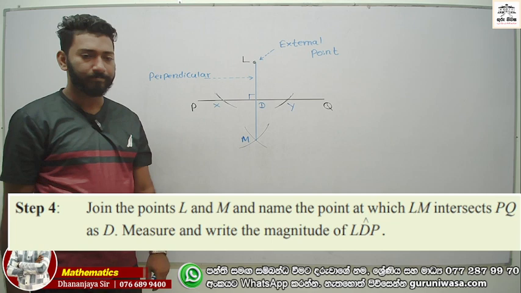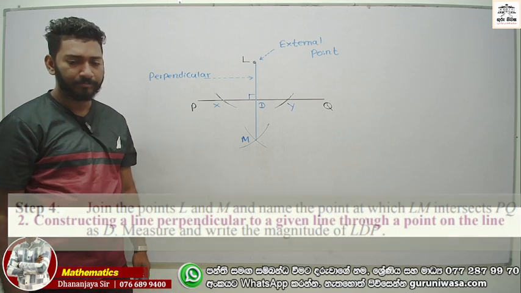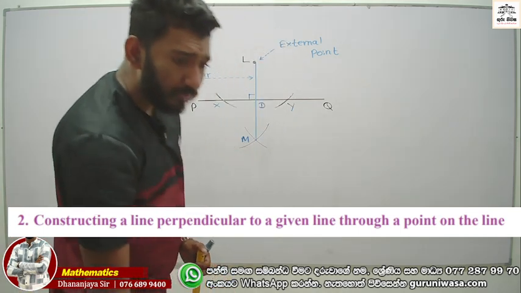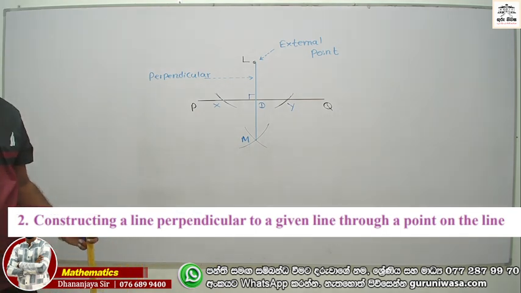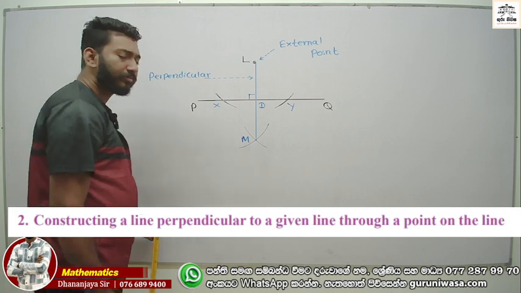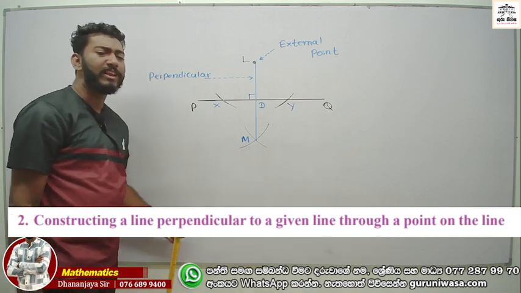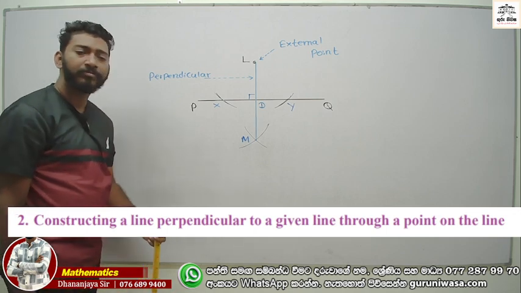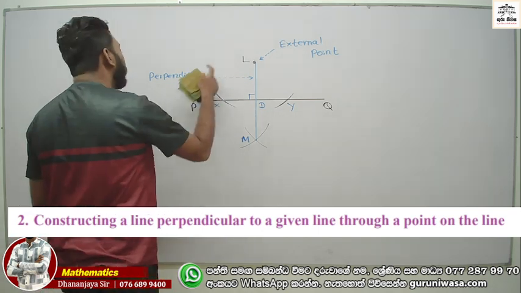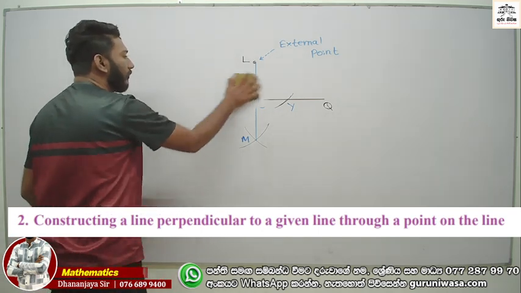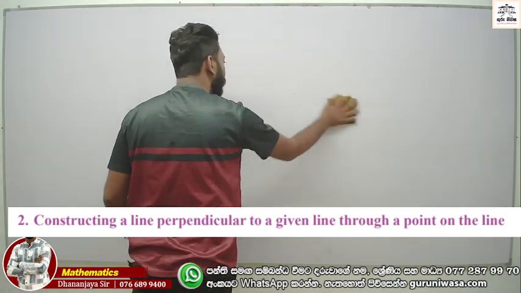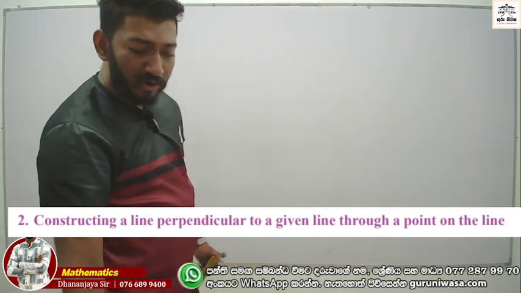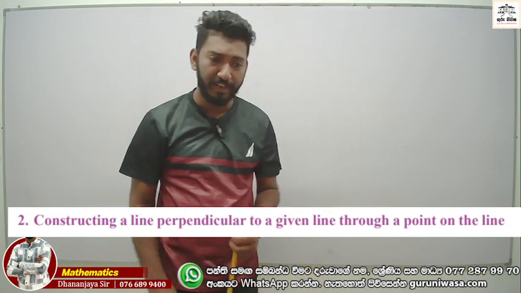Okay. Now I am going to the next one. Number 2. Constructing a line perpendicular to the given line through a point on the line. Construct a line perpendicular to a given line through a point on the line. Now this was the external one. Now we are going to draw perpendiculars through points that lie on the straight line.